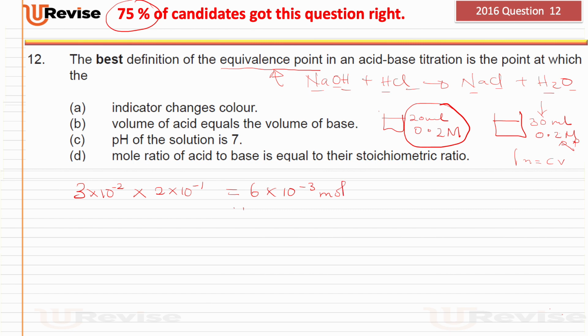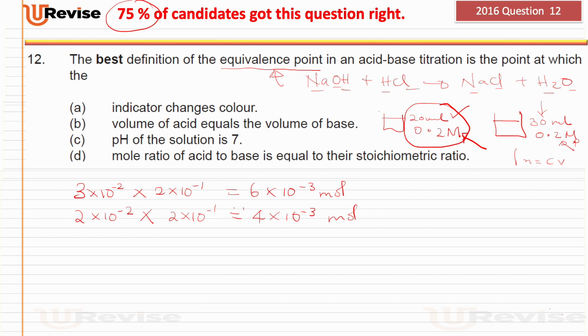Now for the sodium hydroxide, I've got 20 milliliters, which, if we change that to liters, because our concentration is in moles per liter, becomes 2 times 10 to the power minus 2. 20 divided by 1,000 is 0.02, times 2 times 10 to the power minus 1, which is equal to 4 times 10 to the power of minus 3 moles.